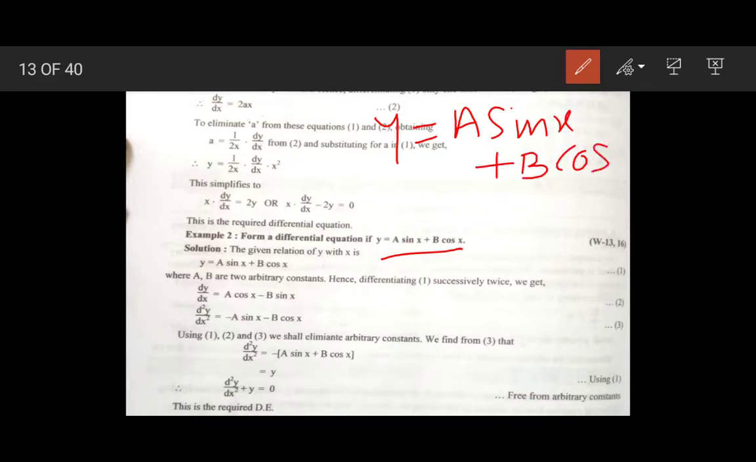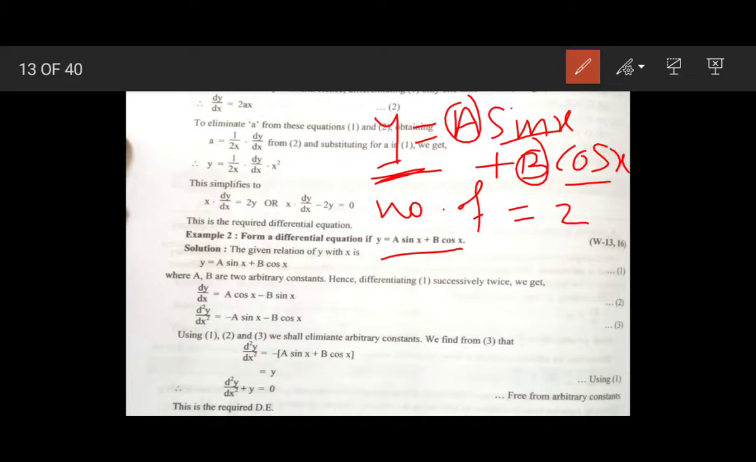Here the second example is form a differential equation if y is equal to a sin x plus b cos x. Okay, now y is given as a sin x plus b cos x. So first I am writing the equation. Now in the second step, this y, sin x, cos x, these are the variables. So this a and b are arbitrary constants. So the number of arbitrary constants is 2. So I have to differentiate this equation 2 times.